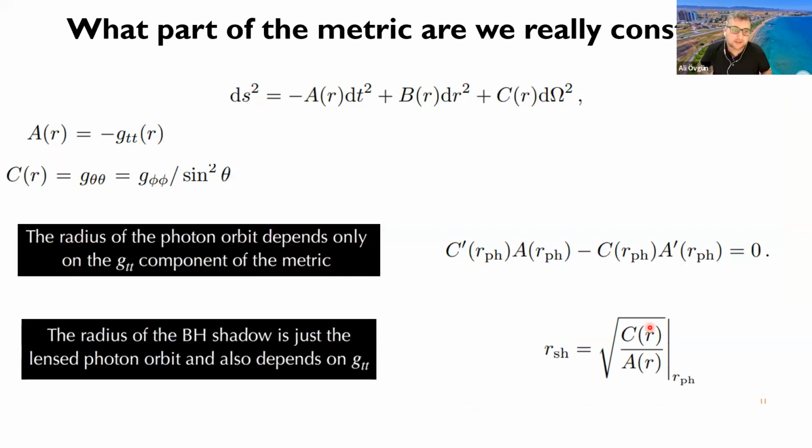So how can you calculate the shadow of the black hole, and which component of the metric is important for us? If you have a spherically symmetric metric with A, B, and C components, first of all you must understand the photon sphere location, and then by using the photon sphere location, you can calculate the black hole shadow radius. The radius of the black hole shadow is just the length of the photon orbit and only depends on the g_tt component. So it only depends on the A function and also the C function here.